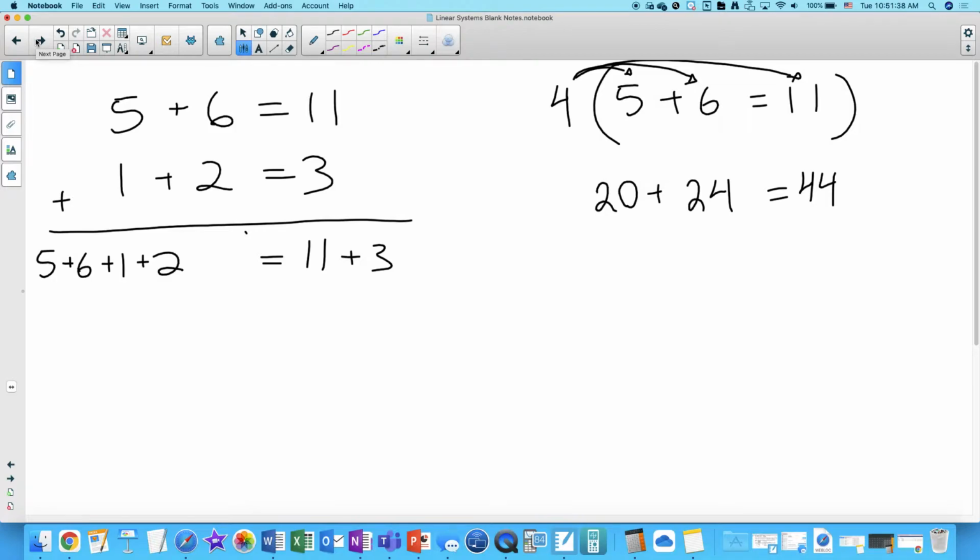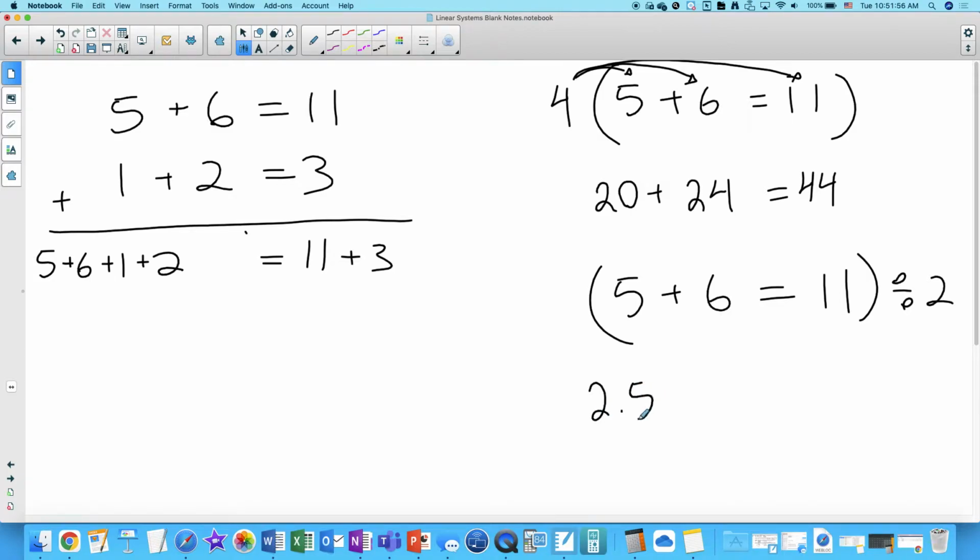Yeah? Can you factor? Okay, so yeah, could you divide them by something? Absolutely. So let's say I have 5 plus 6 equals 11, and I decide to divide the whole thing by 2, right? 5 divided by 2 is 2.5. 6 divided by 2 is 3. And 11 divided by 2 is 5.5. So that's also true. Good question. Yeah, absolutely. Okay. All right.